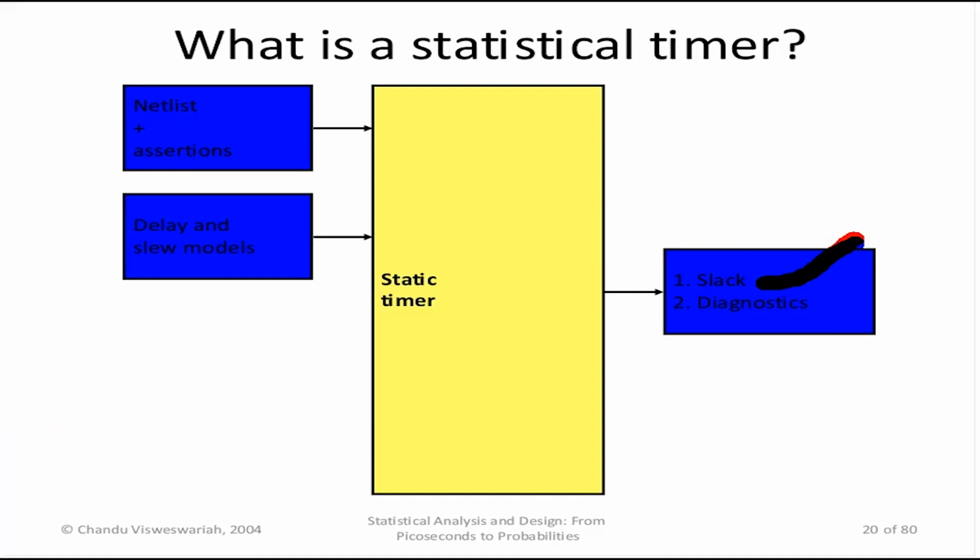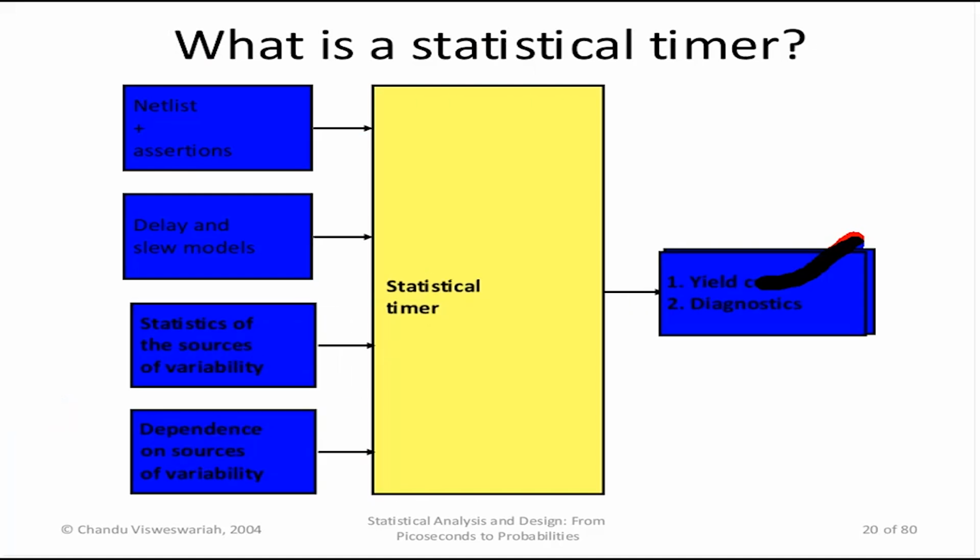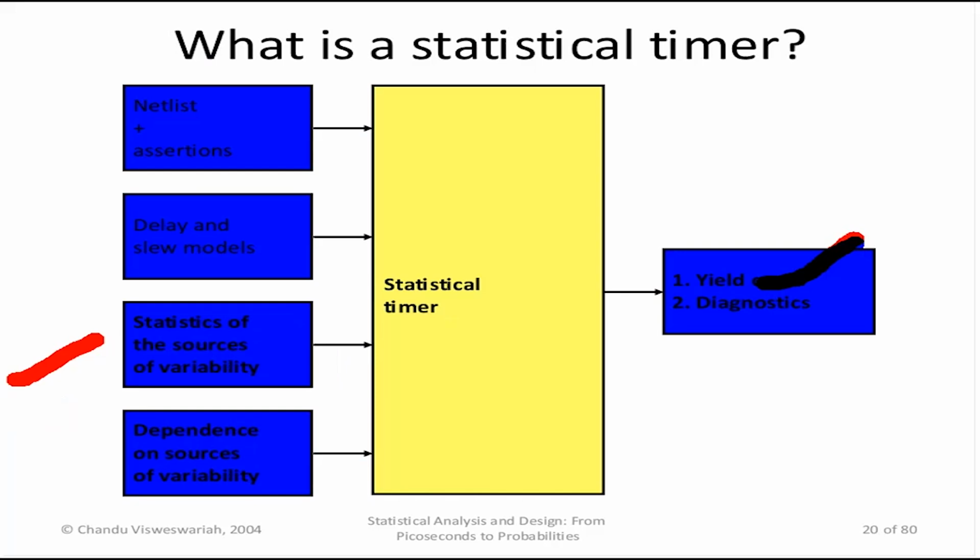What SSTA adds over it is that it needs statistics of the sources of variability. It needs some data from the foundry. It needs those mean and sigma values for the process variation, and it also needs the dependence. That means how are the variables correlated. This is the most difficult part. The foundries have no good way of giving this data. They are not ready to give away this data very easily.